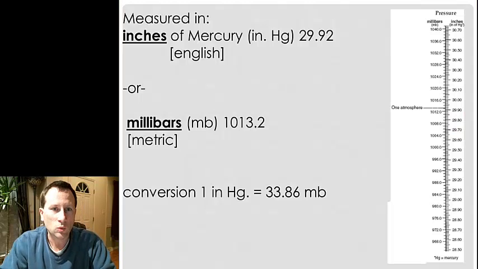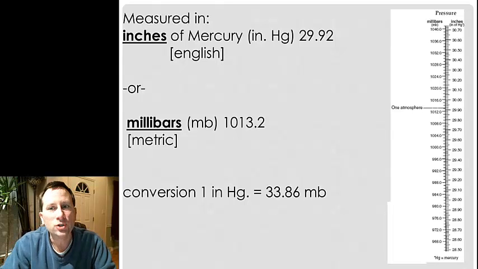In the United States, we measure pressure in inches of mercury. That's the English unit. And the standard atmospheric pressure at sea level on the planet Earth is 29.92 inches of mercury. Now, I'll explain what that name means a little bit later when we talk about instruments. I'll explain why it's inches of mercury. It's kind of a bizarre name for a unit.